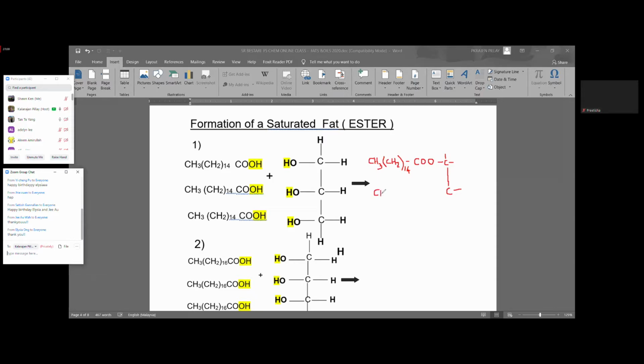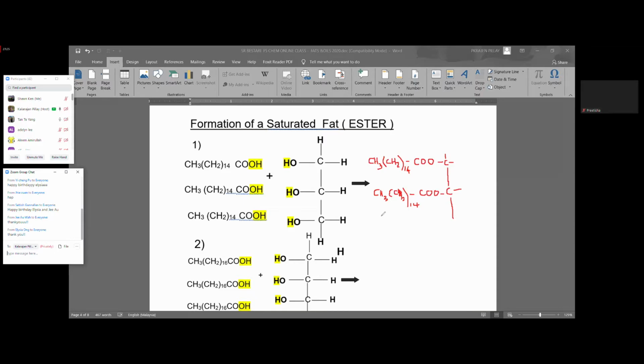Put CH3. Okay. Then bracket, you put CH2, and you put a 14 there. Then you put a dash, COO, then dash here. Can you see? The carbon must have 4 bonds. Okay, then repeat one more for this.